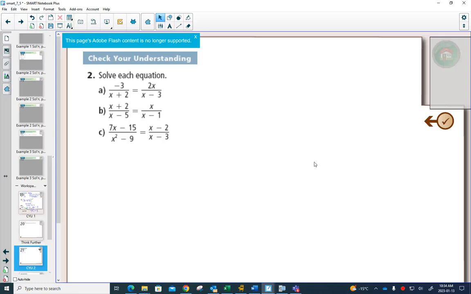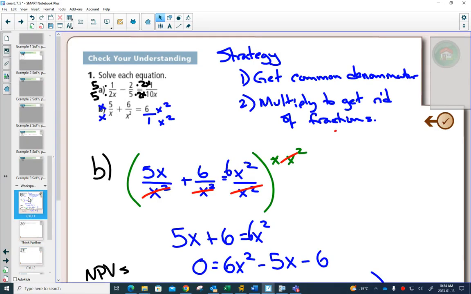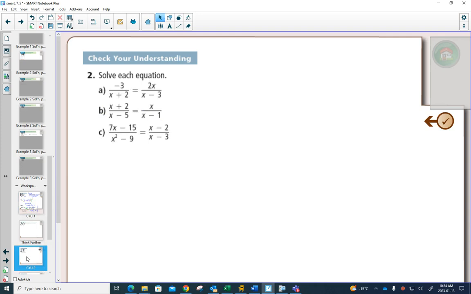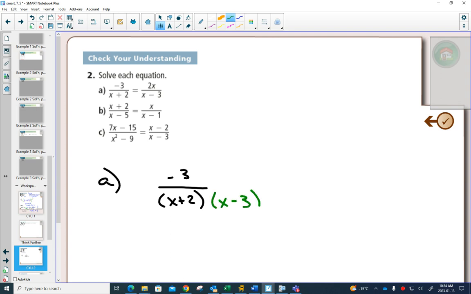The strategy stays the same, right? Strategy: get a common denominator, multiply to get rid of fractions. What happens in example 2? They just up the difficulty in getting the common denominator, but it's not that hard. So in part A, can you see in the first one that you're missing the x minus 3 factor?